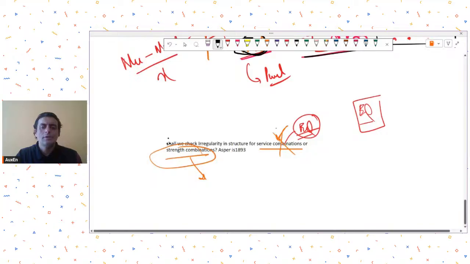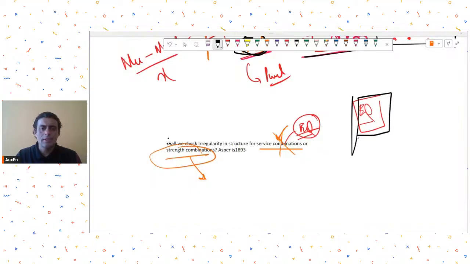Yeah. So check for load cases only. I think that should serve your purpose.